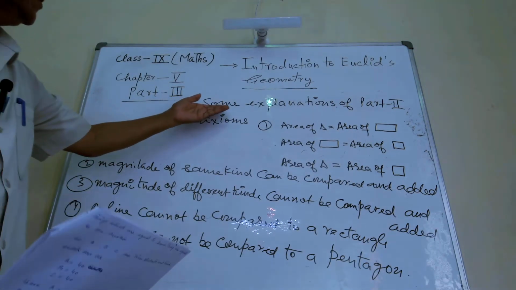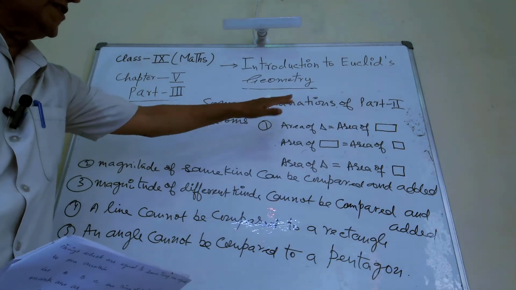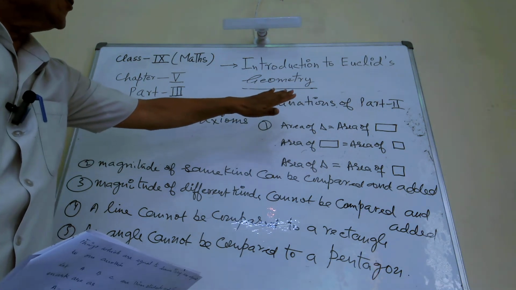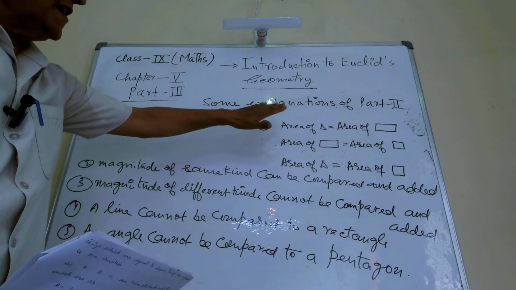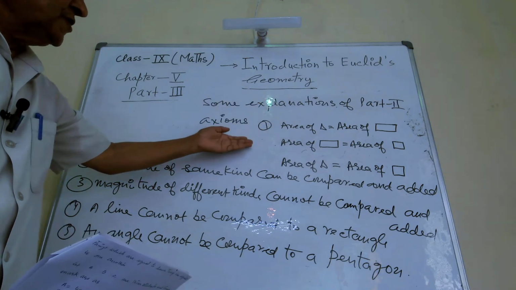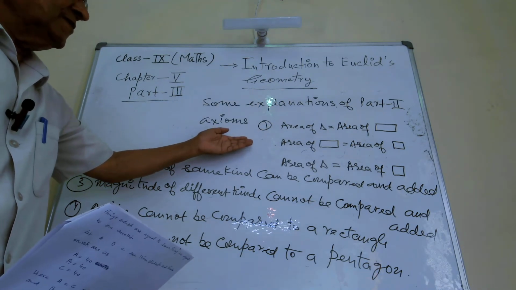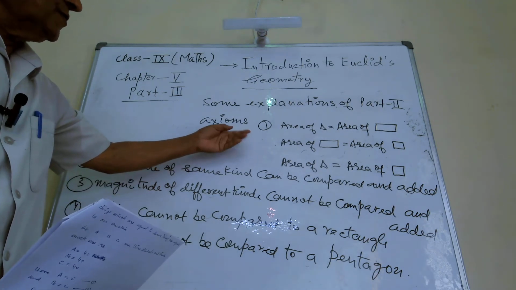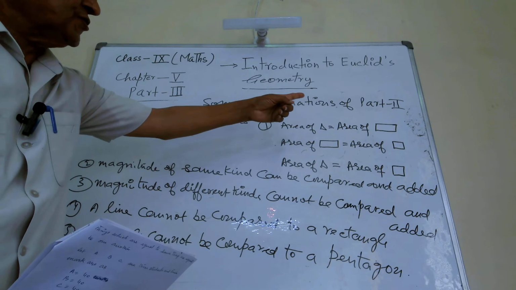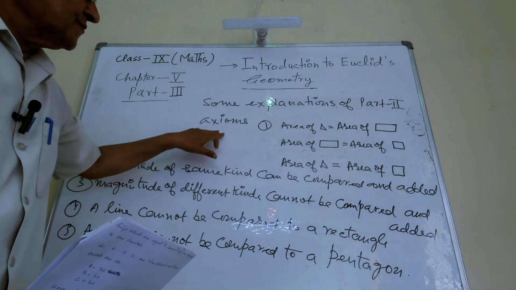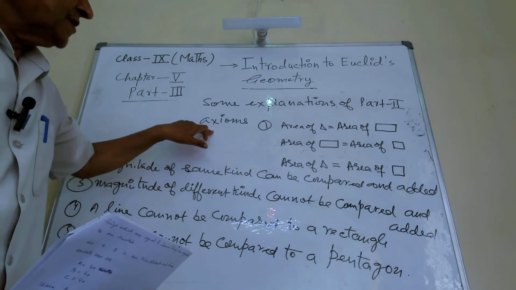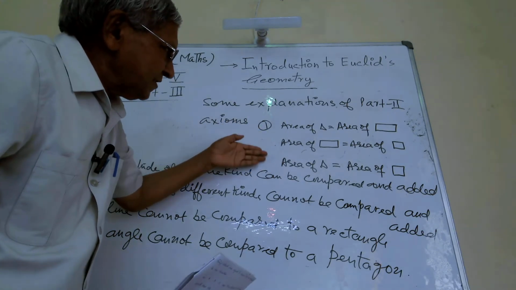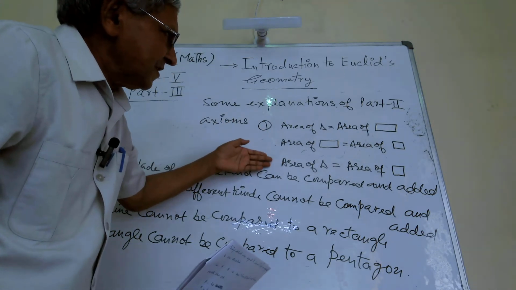Some explanation of the second part, because in the second part time was less. There were one or two things I have not explained. So, some explanation of the axioms, like this. You can take help of this example.